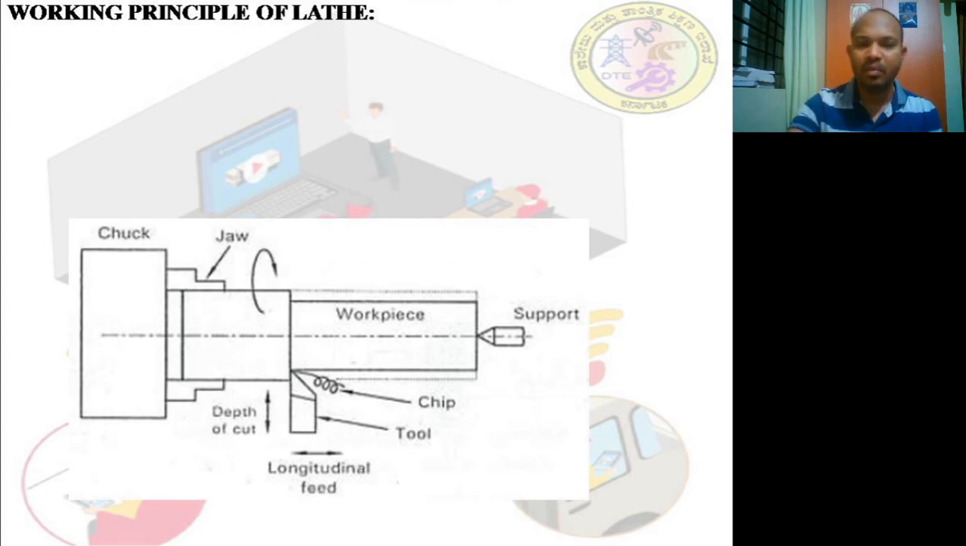So that is the movement. Moving towards the left and right is called a longitudinal feed, and in and out we call a depth of cut. Okay.